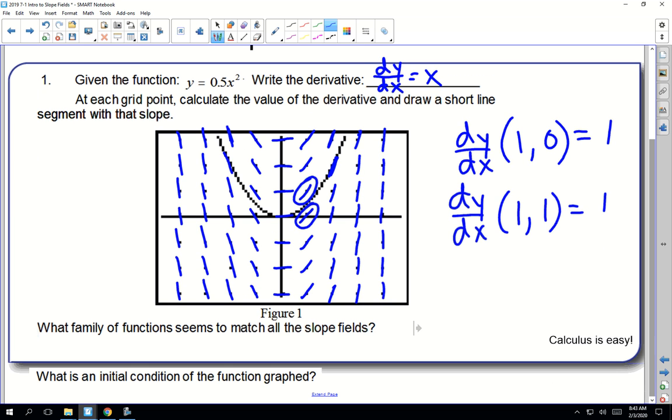What's the initial condition, or an initial condition, of the function that's graphed here? What's one point you know that it goes through? For sure, (0, 0). So an initial condition is (0, 0). And then we've got the whole family of y equals x squared.